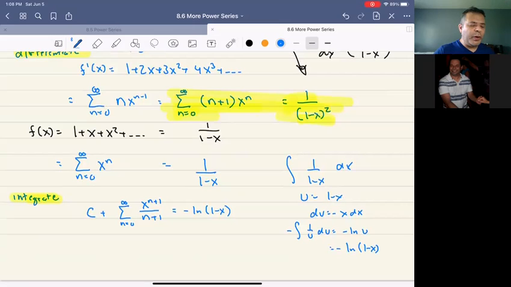Okay, so when x equals 0, we're going to get the natural log of 1, okay, which is 0. So I'm going to write this as natural log of 1 minus x is negative the sum from 0 to infinity. The c is 0, and we're going to get x to the n plus 1 over n plus 1. Okay, so now let's just check a number, okay?